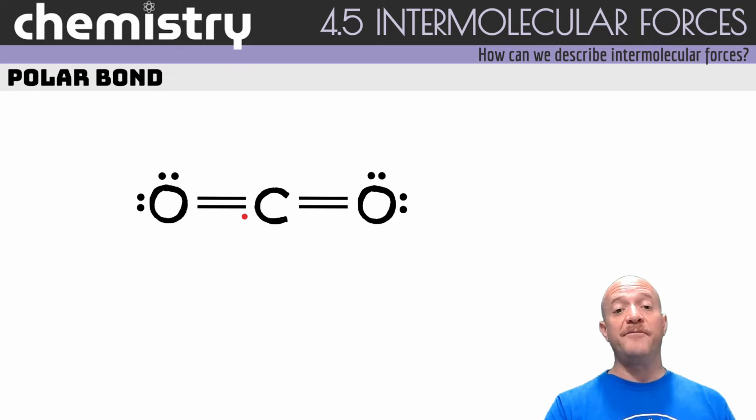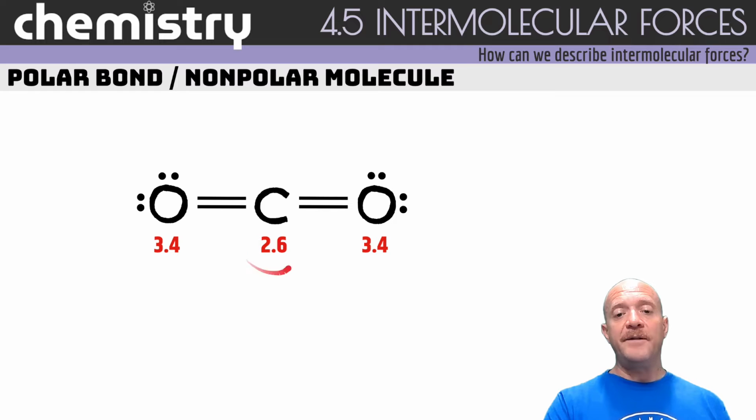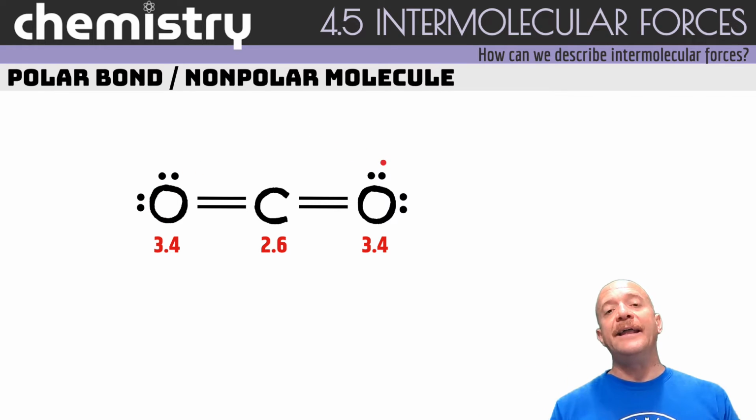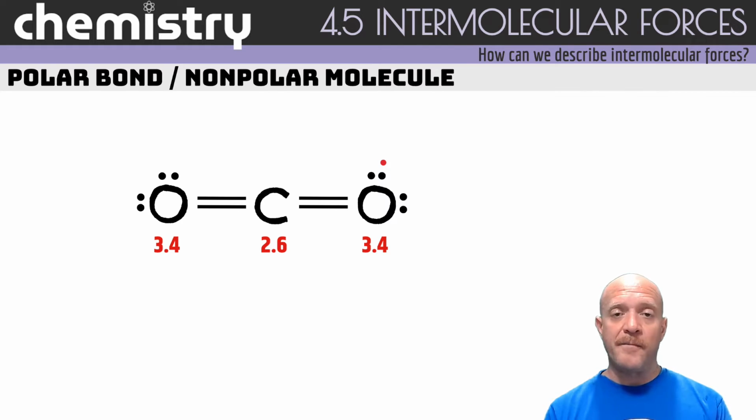So this is an example of polar bonds. We have the carbon, we have the oxygen. Carbon is 2.6 electronegativity, oxygen is 3.4. The oxygen is pulling the electrons, so the electrons are spending more time around the oxygen than they are around the carbon. That's because oxygen is more electronegative. However, because there is an oxygen on each side, it is balancing out the polarity. So even though the bonds are polar, because this is symmetrical, it is a nonpolar molecule.